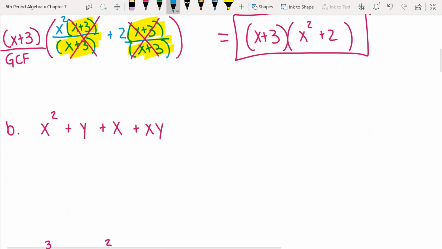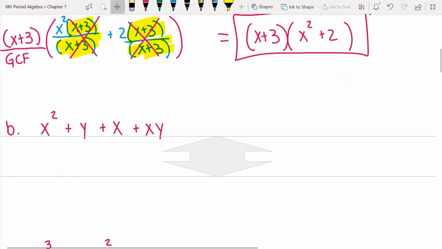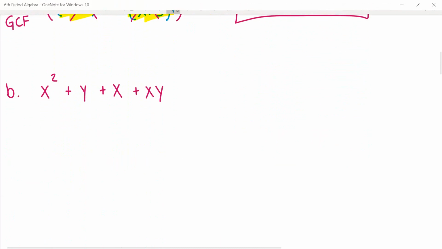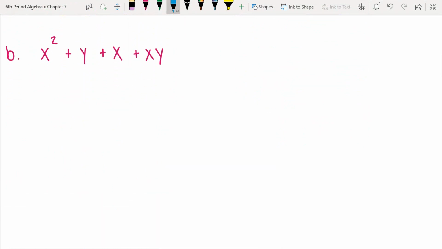Let's try another one. Now I have an A and a B and a C that I'm still going to walk you through before I let you try some on your own. Let's try B. Well, that looks gross. There's just a lot of letters. There's a lot of variables here. But it's okay. We can still figure this out.